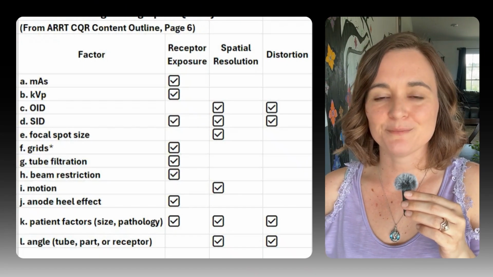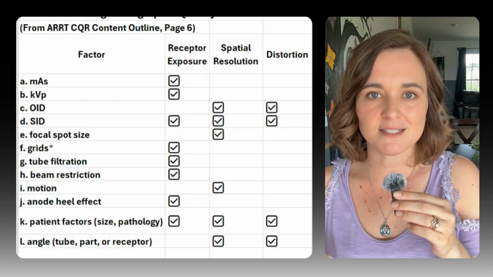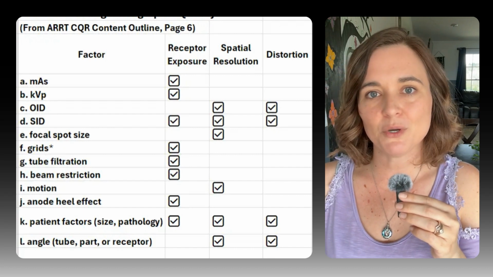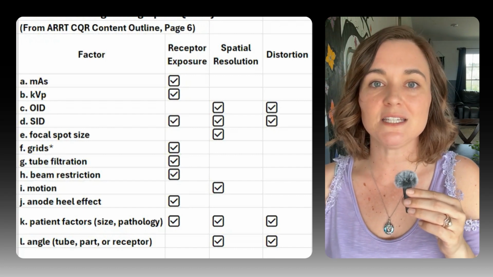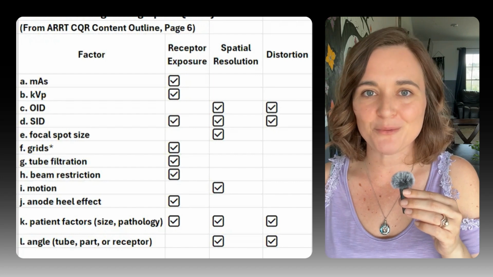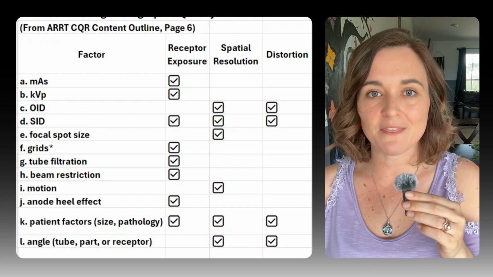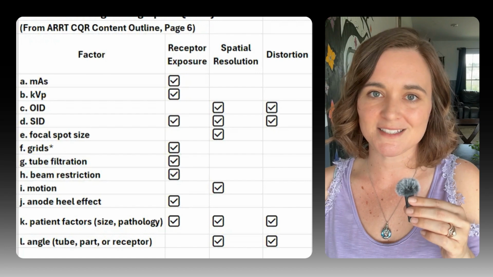Now here's the cool part. Everything we're about to talk through actually comes straight from an ARRT chart used in CQR and board exam prep. This one right here. This breakdown is gold. It shows how things like mass, SID, OID, motion, and grid use affect each piece of image quality. And we're going to walk through it row by row with examples, pop quizzes, and tips you can apply at the console or on your next exam.